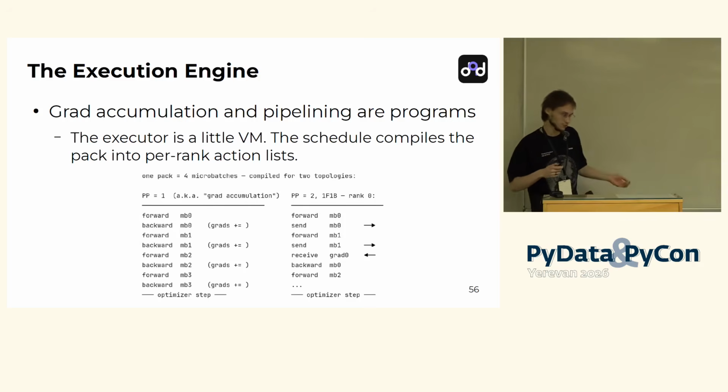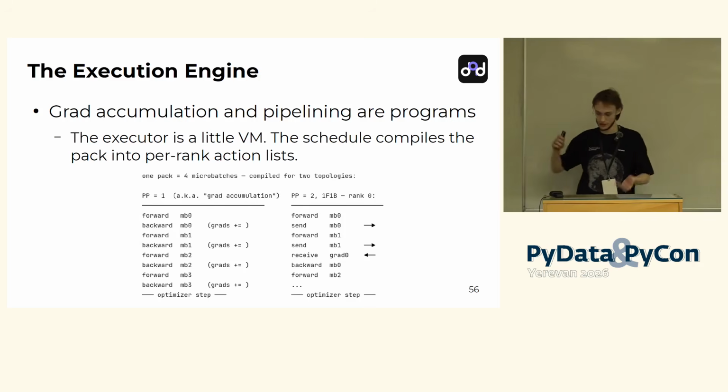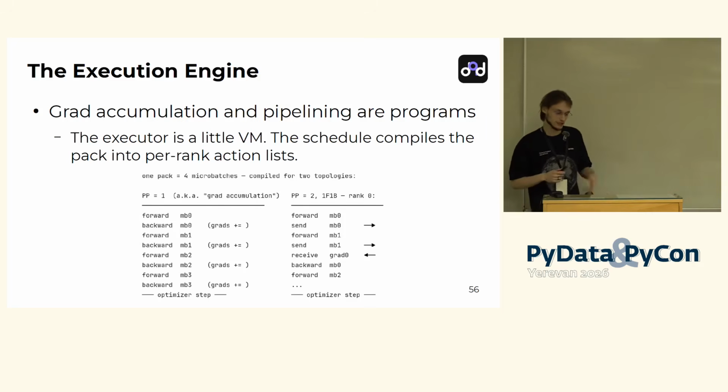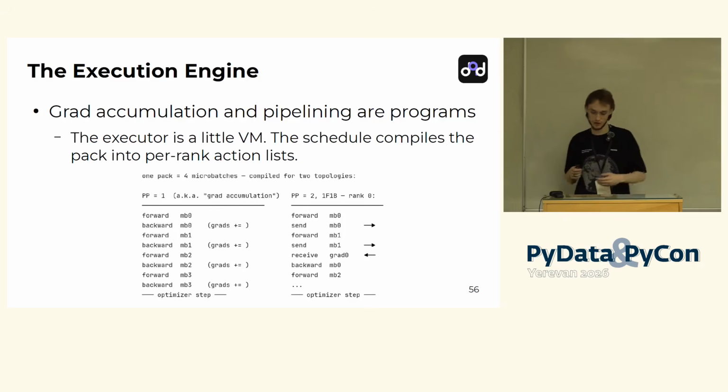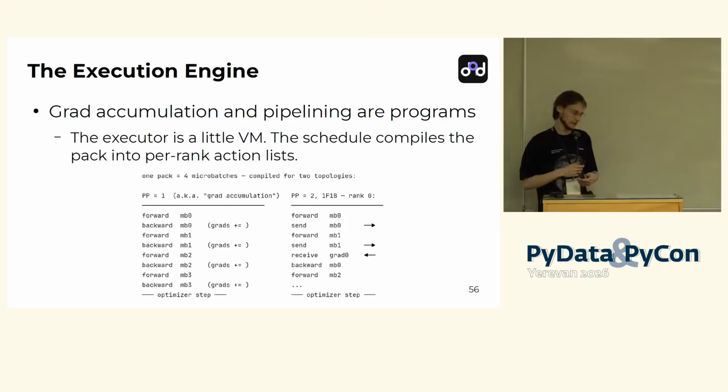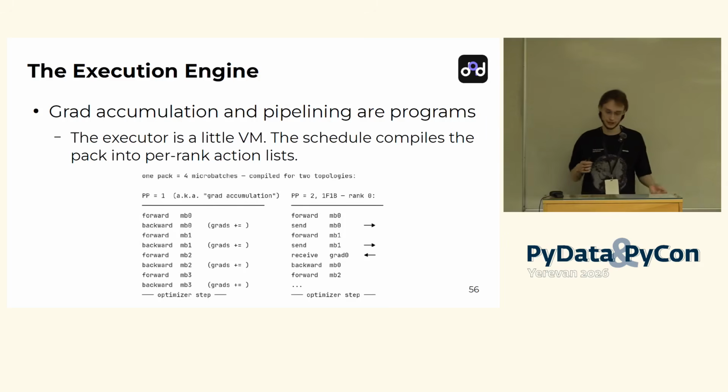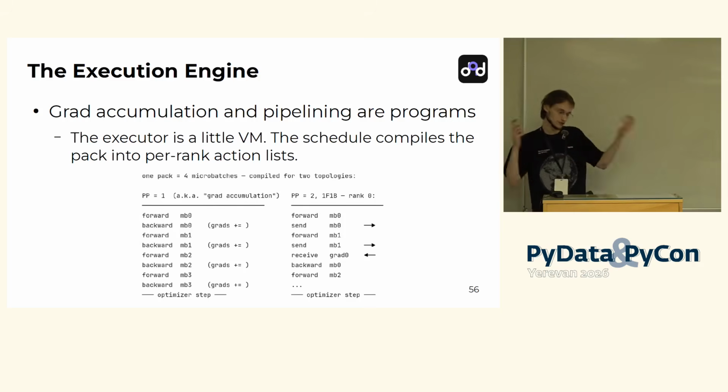Actually, in d9d, we managed to merge all this path into a single one by creating a little virtual machine that will do all the forwards, backwards, communication for pipelining. And we took this idea from the torch.pipelining package. So PyTorch guys did a really good work here.